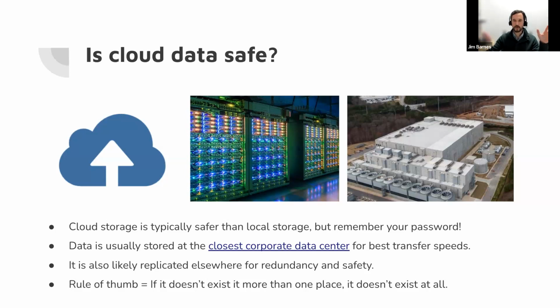If your files don't exist in two places, then you shouldn't consider that they exist at all. So if it's not in two places, just act like it doesn't really exist, because you could lose it at any moment. But when you're backing up something to the cloud, then it's on your device. So if you're backing up your phone, it's on your phone and it's in the cloud. So now it's in two places. So if you drop your phone in the toilet and it breaks, your data is still safe in a second location. And that's what makes cloud storage safer than local storage.